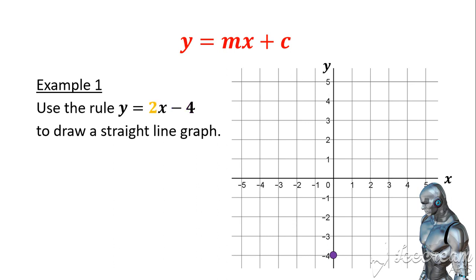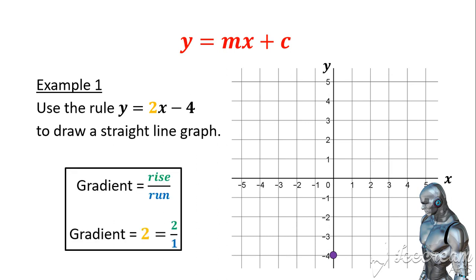Let's turn our attention to the number called m. M is the gradient. Gradient is equal to the rise over the run. And since the gradient is a whole number 2, we need to write it as a fraction. To do that, we write it over 1. So 2 can be written as 2 over 1.